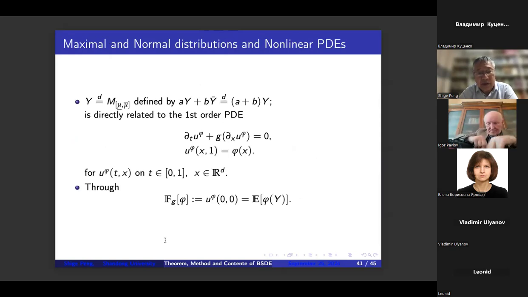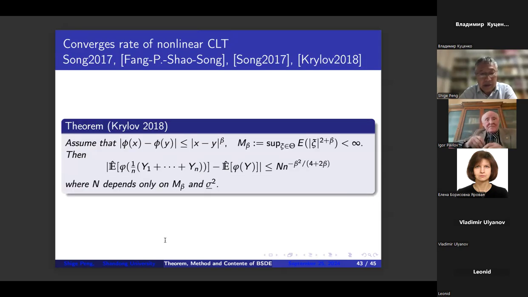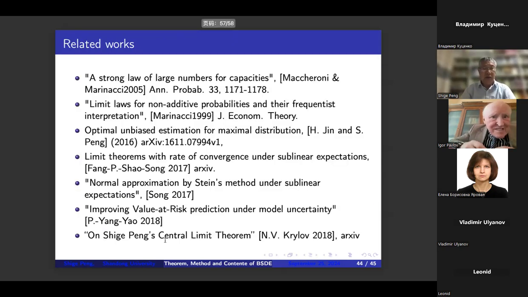Also, we can get the convergence rate of this IID sum. I think that's all. I'm already very late. I'm sorry. Thank you very much.